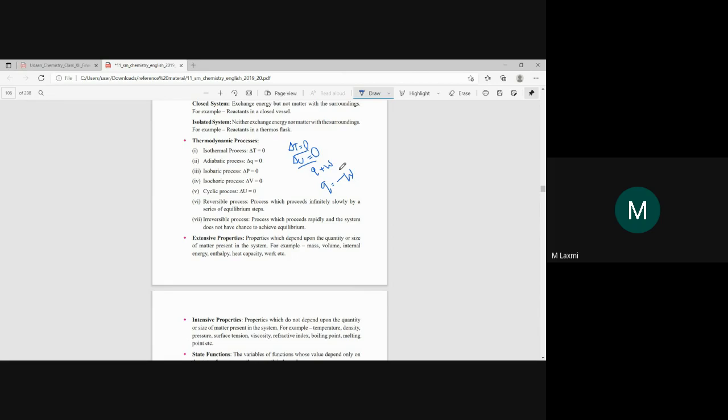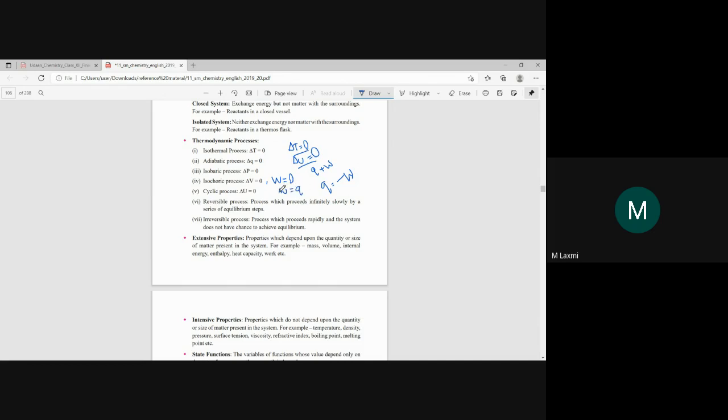For isobaric, delta P is 0. For an isochoric process, delta V is 0, the change in volume is 0, so W will be 0. Work done will be 0. So delta U is equal to Q, which is nothing but your first law of thermodynamics.